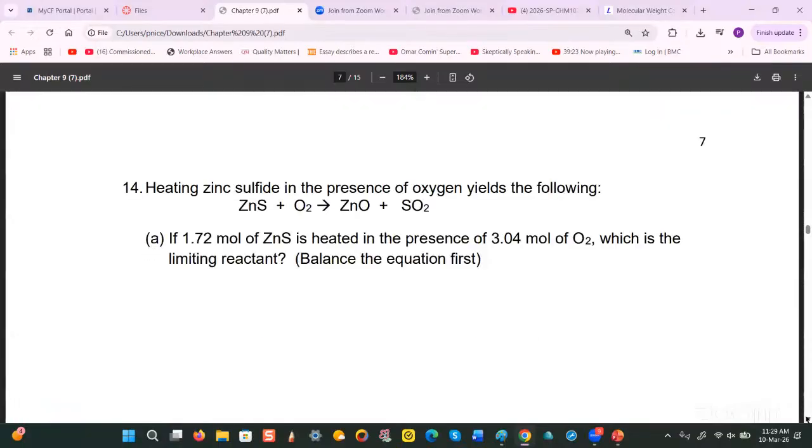Okay, now in this case, it's the same type of question, but you have to make sure that the equation is balanced. So I'm going to leave that for you to do, all right? Let me just check this here.